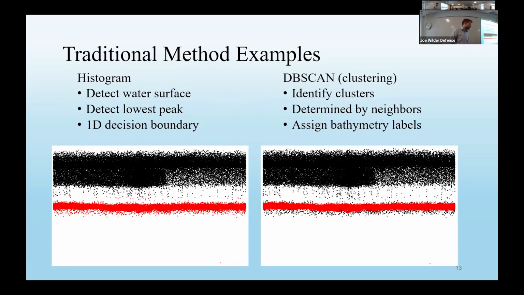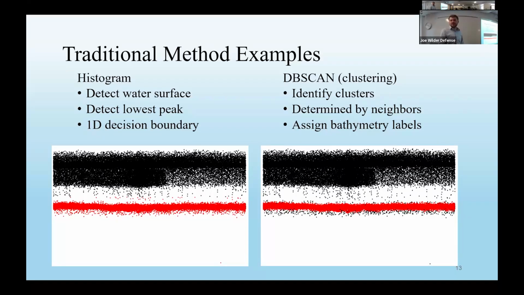So here's an example of running some statistical methods on an easier tile. We have a histogram approach, which you can think of as just looking at the height levels of the bathymetry and drawing a simple boundary. Everything under that boundary will be classified as bathymetry. It has issues in that it assumes you're going to have flat bathymetry and a flat surface. It works okay in this case, but we'll see later it doesn't always work.